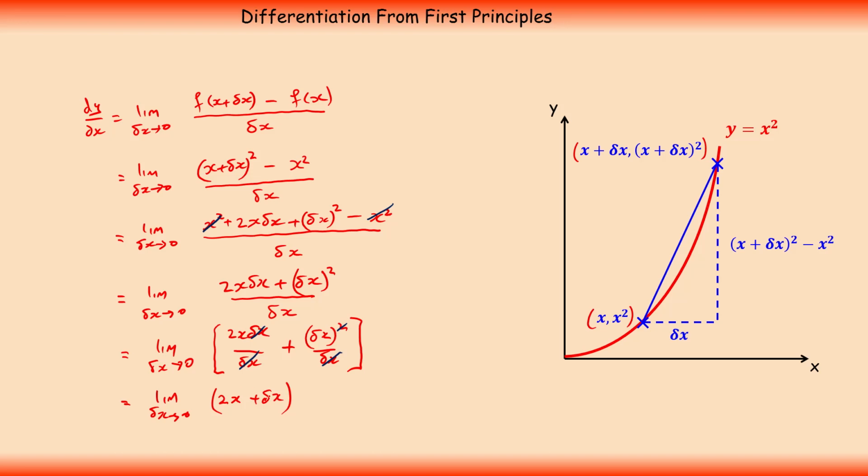And as delta x tends to 0, that becomes 0, so dy over dx, we're left with 2x, which is the derivative of x squared. So hit pause, make your notes, and it's handy to sketch the curve. It's not absolutely necessary, but it is handy to have it. Once you're done, hit play again, and then we'll look at another example.